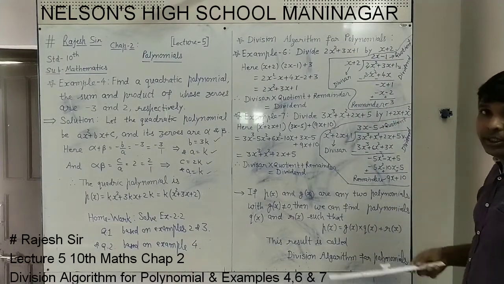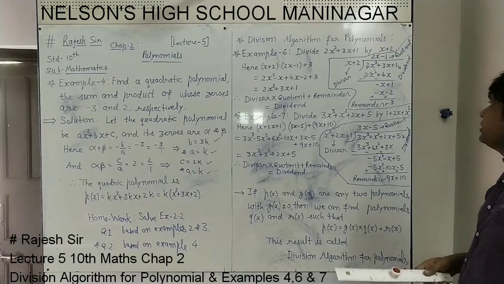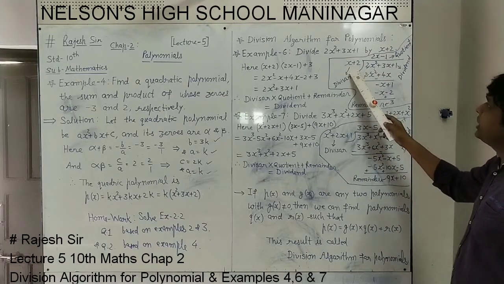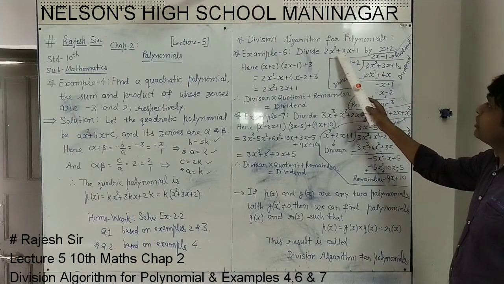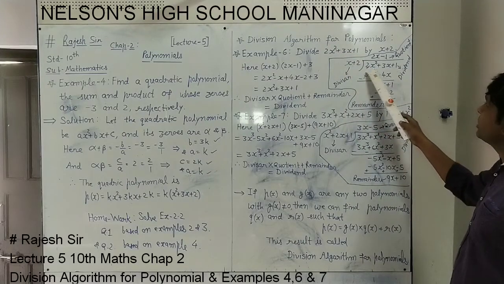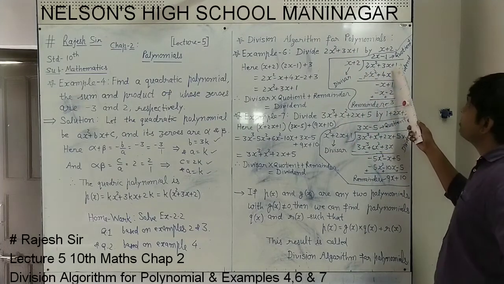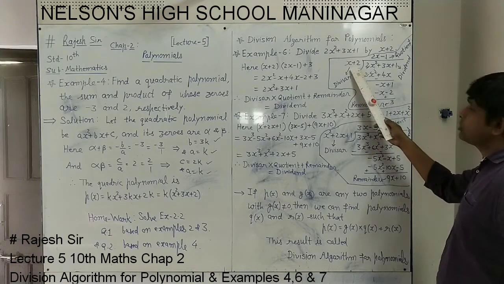So how to divide, that you know, very simple long division. By x plus 2, so x plus 2 here we will write outside, and we have to divide this 2x squared plus 3x plus 1, which we will write inside. Now we want to divide 2x squared plus 3x plus 1 by x plus 2.